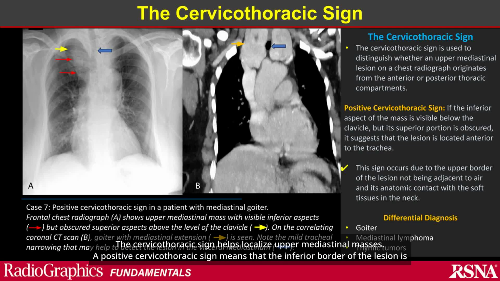The cervicothoracic sign helps localize upper mediastinal masses. A positive cervicothoracic sign means that the inferior border of the lesion is visible below the clavicle, but its superior margin is obscured above it. This suggests the mass lies in the anterior mediastinum, where soft tissues of the neck silhouette its upper border. Typical differential diagnoses include substernal goiter, mediastinal lymphoma, and thymic tumors. For example, a mediastinal goiter may appear as a dense upper mediastinal shadow whose inferior margin is distinct, while its upper border fades into cervical soft tissue.